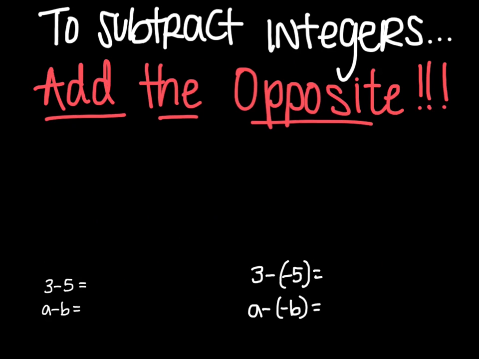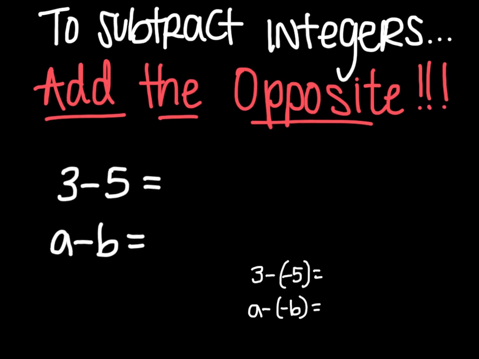To subtract integers, the biggest thing you're going to want to remember is to add the opposite. The reason for that is because it's typically easier to add, plus you've already learned how to add integers, so this makes it really easy. The first example I have for you is 3 minus 5.